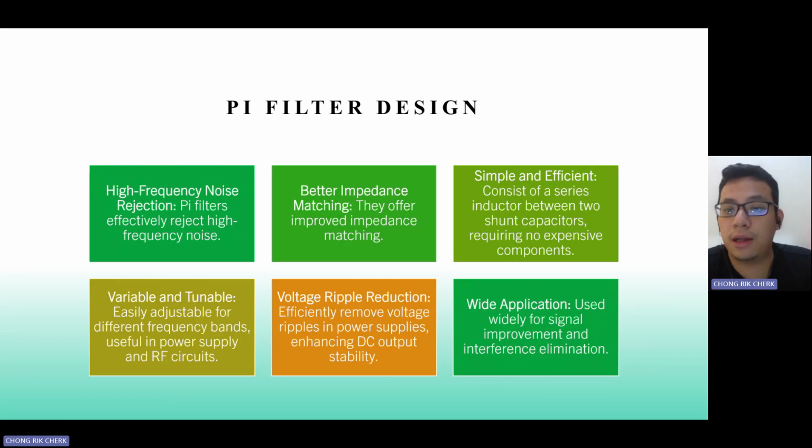It is also very simple and efficient because it only consists of a series inductor and two shunt capacitors. There are no extra components that are very expensive. Next, it is very variable and tunable. It is easily adjustable for different frequency bands, so it is very useful in power supply and RF circuits.